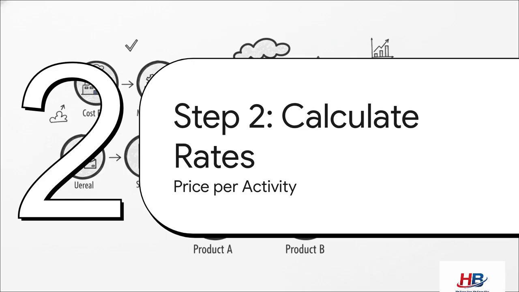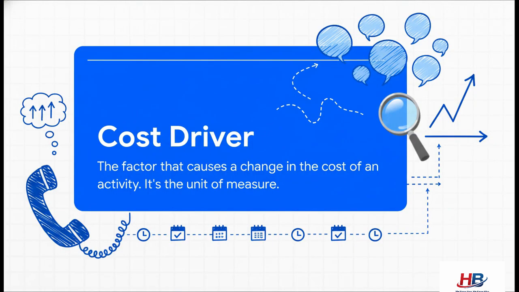Okay, so now we've got these buckets of money, all nicely sorted by activity. The next logical question is, how much does it cost to do one of those activities? That's what brings us to step two, calculating the rates. To figure this out, we need to find something called a cost driver. Now, don't let the name scare you. It's just the thing that makes the cost of an activity go up or down. It's the unit we measure.